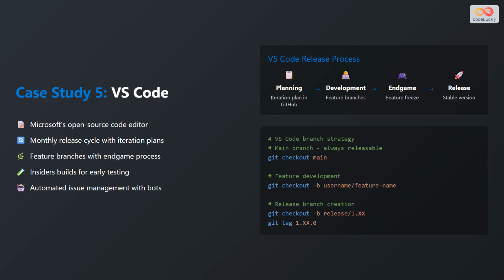Let's discuss the VS Code branch strategy. The main branch is always releasable. For feature development, create a new branch named username/featurename. For release branch creation, create a new branch named release/1.xx and create a git tag 1.xx.0.